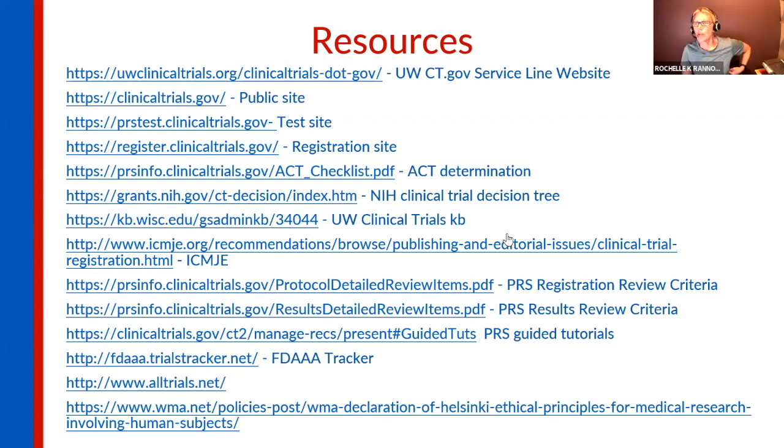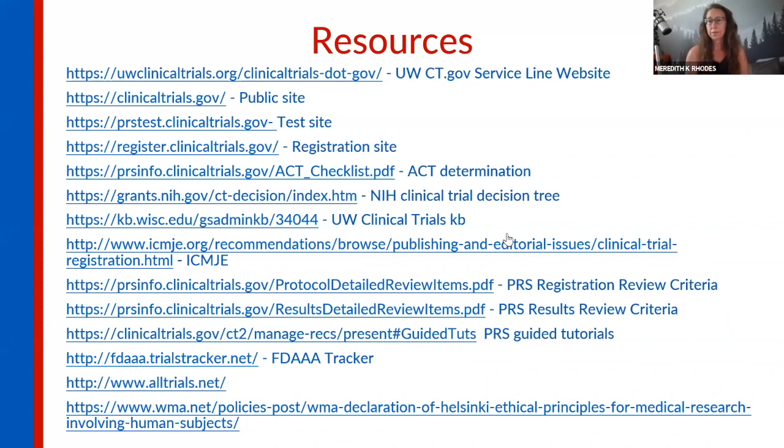There's a question: is there a process that identifies which trials need to be registered in CT.gov, or does your team just contact the study team? So at present, there's a page in the Arrow application that asks a series of questions that will help to determine whether or not a study is required to have a CT.gov record.